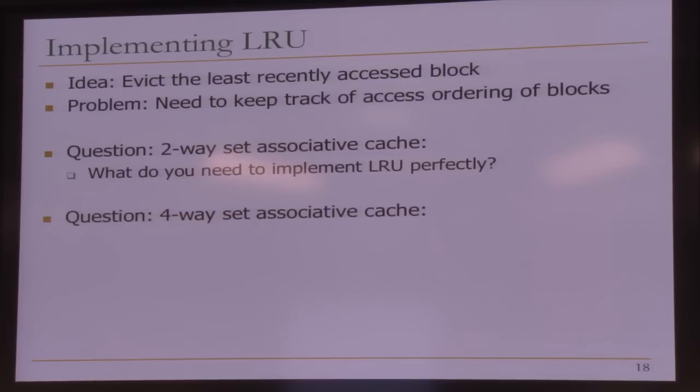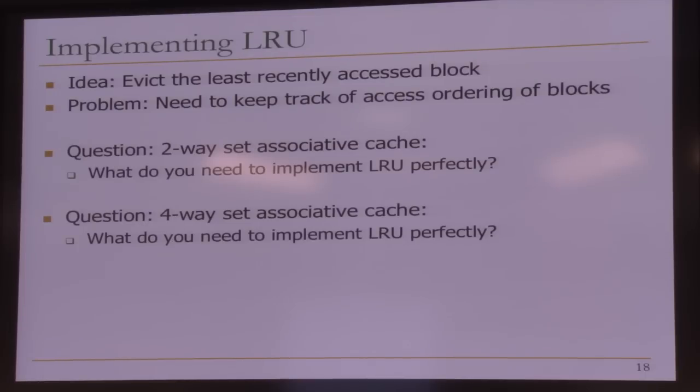For a four-way associative cache, what do you need to implement perfect LRU? What is the minimum number of bits that you need? 2 bits for what? Per way. That's basically 8 bits. Yeah. That's good. That maybe is a simple way, but it's not the minimum number of bits.